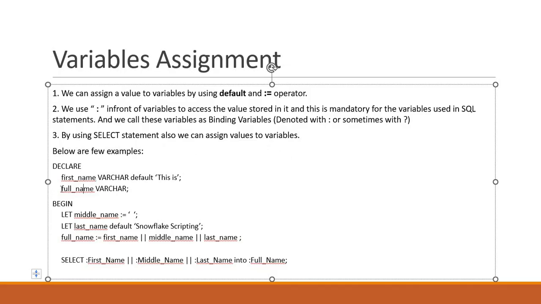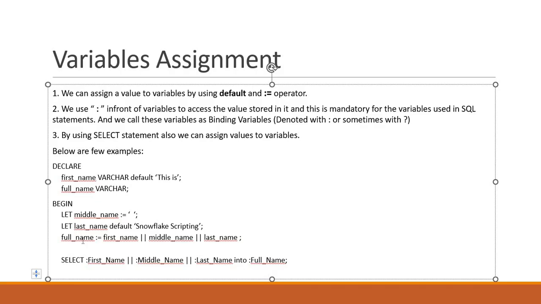And there is another variable with the name full name of type varchar. In the begin section I want to define two more variables, middle name, and I am assigning an empty string. I am assigning the value by using this colon and equals. This is the empty string I am assigning to the middle name variable. And another variable, last name, default. What is the default value of this last name? I am assigning the value Snowflake scripting.